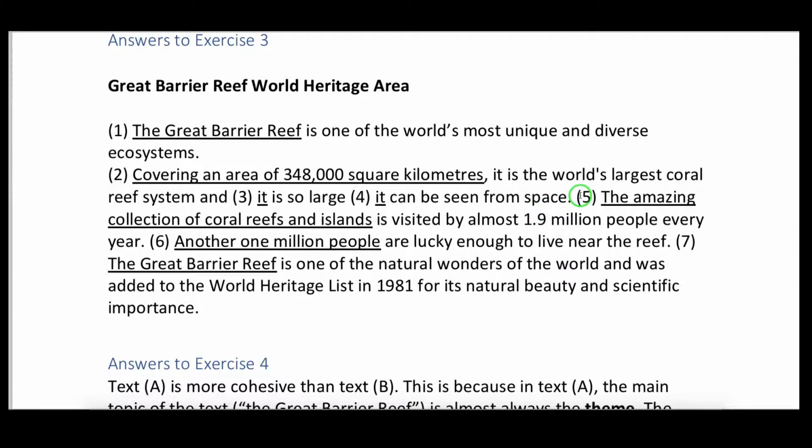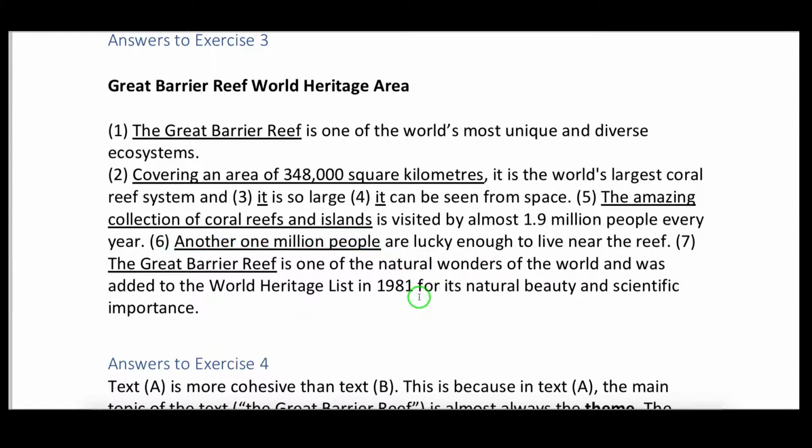So sentence 5 finishes with 1.9 million people in the focus. And so that is picked up as the theme of the next sentence, another 1 million people. So that flow of information is really nice in this example. The last sentence here, number 7, the Great Barrier Reef is one of the natural wonders of the world, and then we add some new information at the end again.